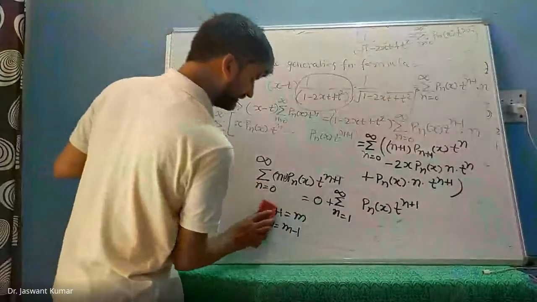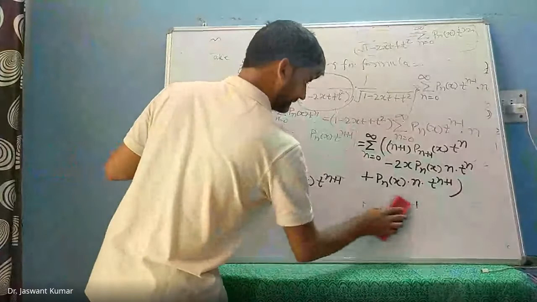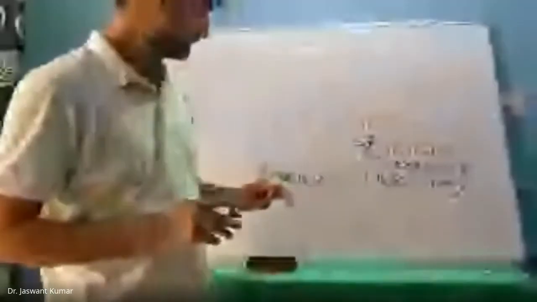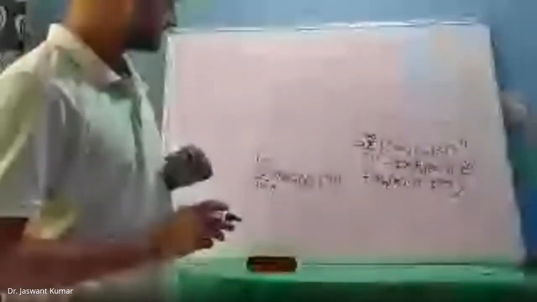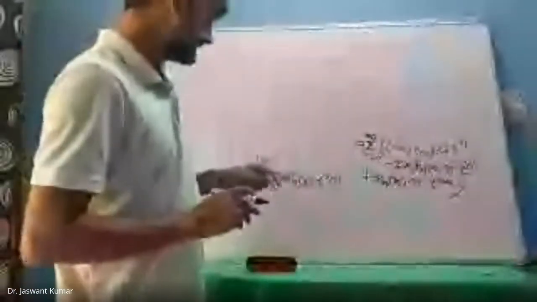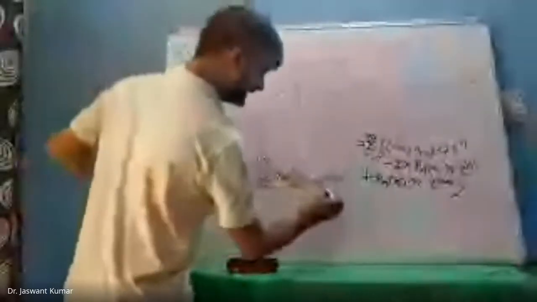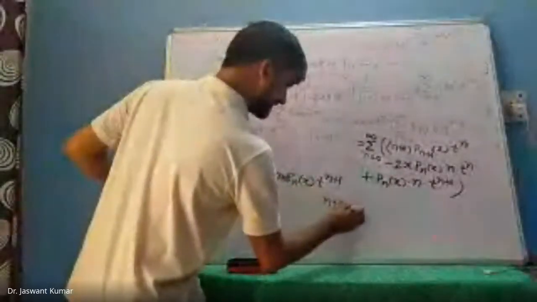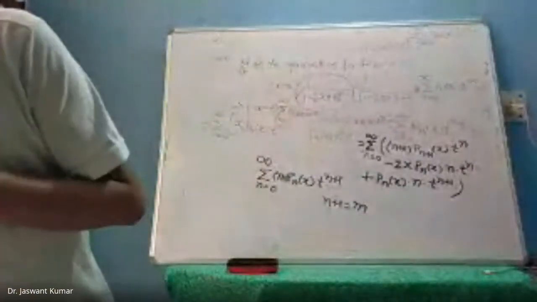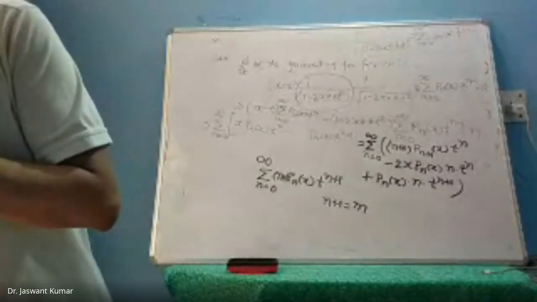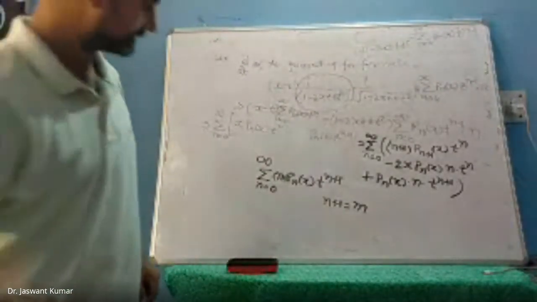This is what you will get. I am rewriting. You will get n plus 1 p n x t to the power n plus 1, and this can once again be written as a sum. Let me tell you what this can be written as. N plus 1 can be written as m. Yes, correct, this is true.